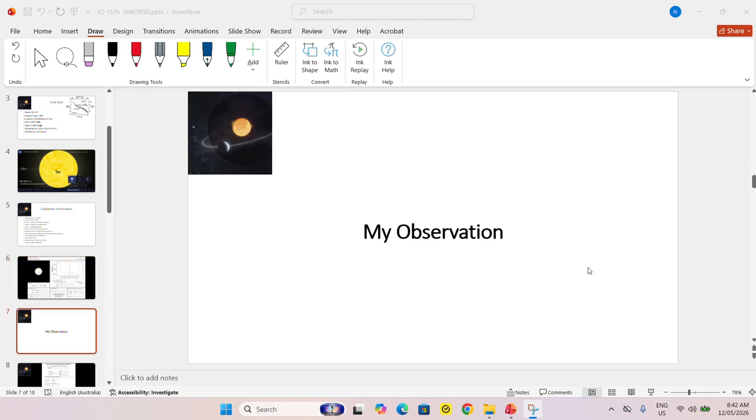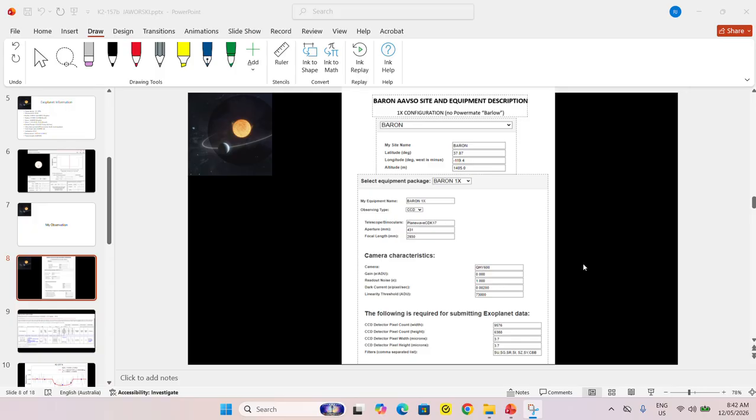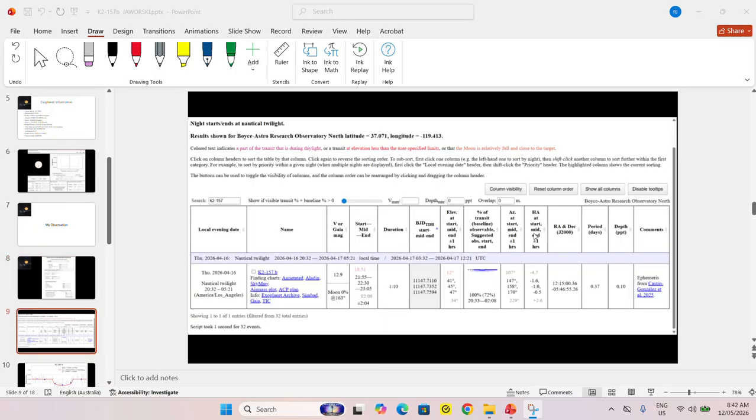Well, what about my observation? I observed this exoplanet using the Barren site. Details are shown on the slide. And for the parameters for the observation, I used the Swarthmore Transit Finder site. My observation occurred on the 16th of April 2026. I was able to get almost a full data set. I certainly got some of the pre-transit data. I got all of the transit, and I got all of the post-transit data that I needed.